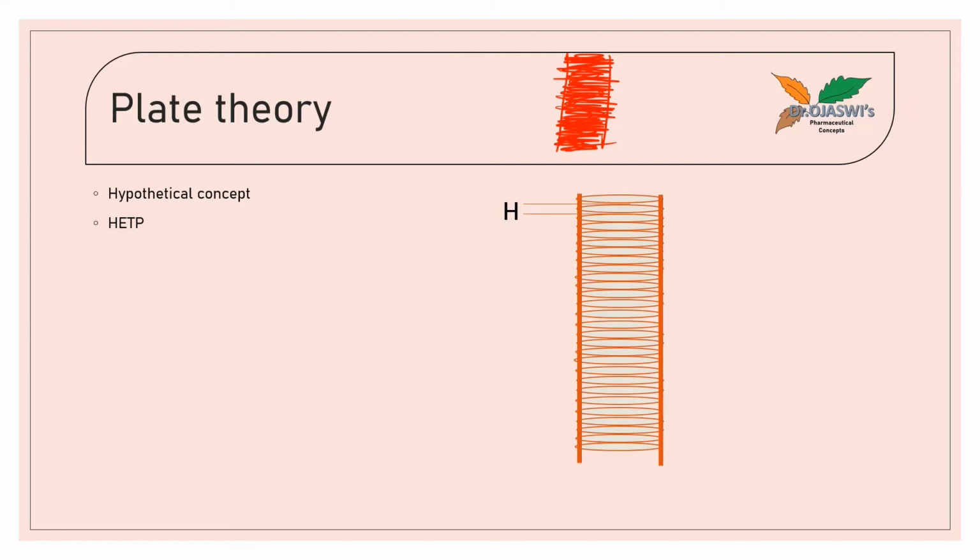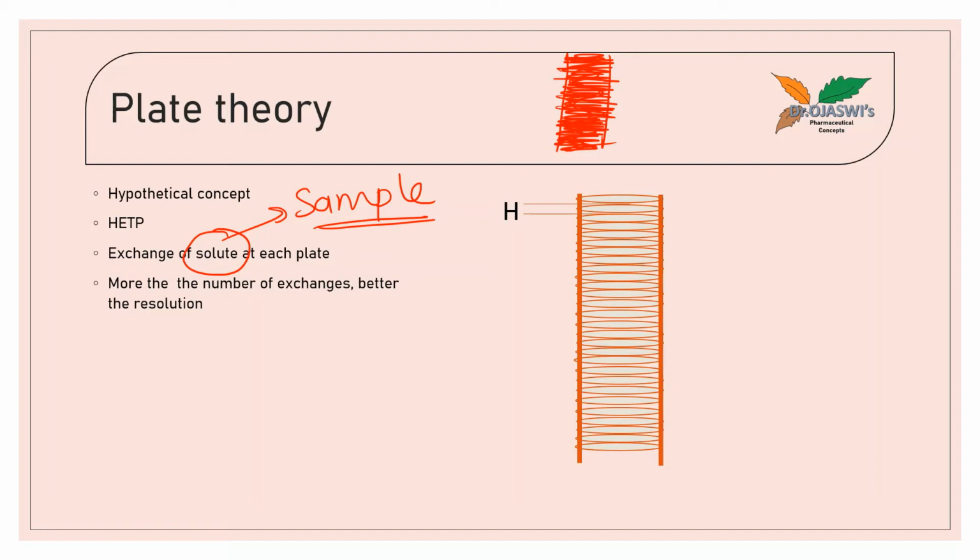Height equivalent to theoretical plate, that is the height of one theoretical plate. And this theory says that there is exchange of solute. Solute means the sample component, the chemical component from my sample, which I desire to separate into its individual components. The plate theory says that there is exchange or equilibrium of the solute taking place at each plate. So the more the number of such exchanges, the better will be the resolution.